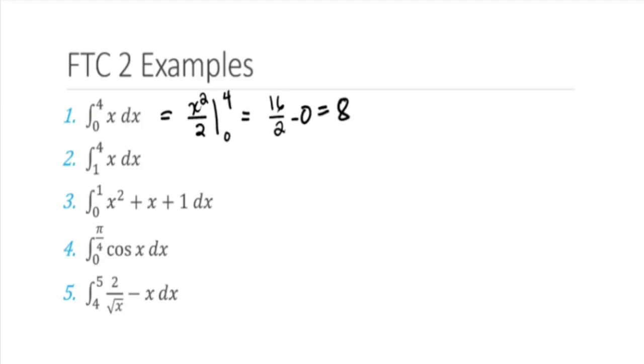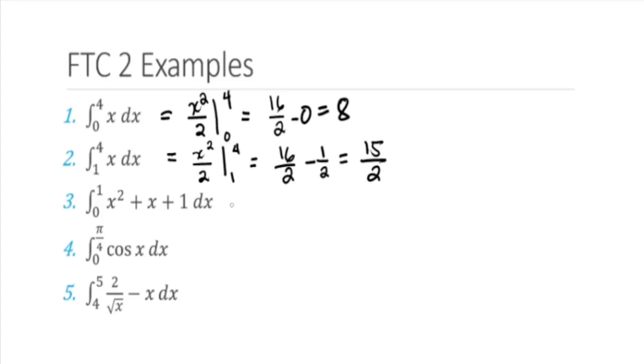We used two methods back then: the graphical way, where it's a triangle and we solve for the area of the triangle, and the other one is by using Riemann sums. Okay, number 2. Similarly, this is x squared over 2, but this time we evaluate it from 1 to 4. So this would be 16 over 2 minus 1 half, or 15 over 2. Right? It's easy.